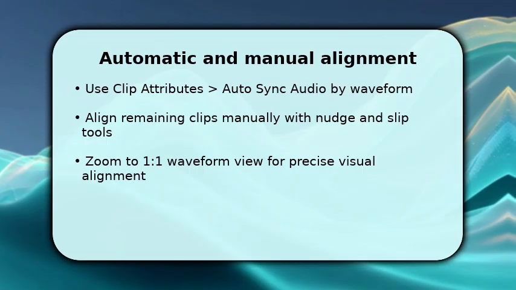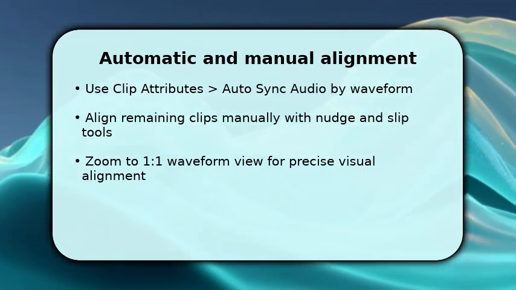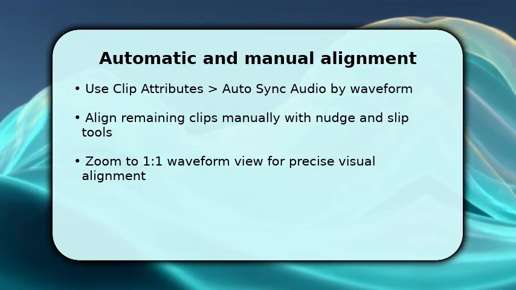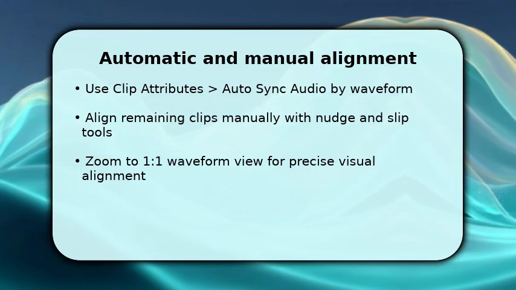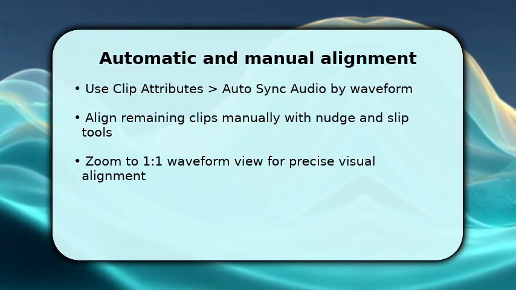Once done, review each clip. Enable waveform view, zoom in, and nudge any residual misalignment with the trim edit or slip tools. If auto sync fails, drag audio under the video and line up the transient peaks manually. Once peaks match, ripple edit to maintain sync across edits.